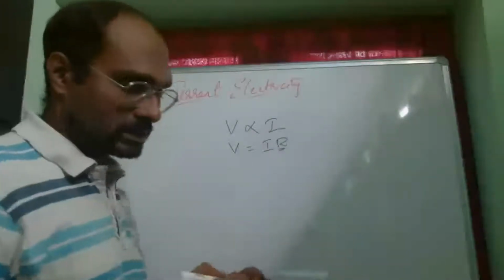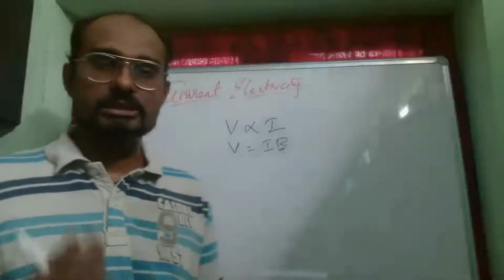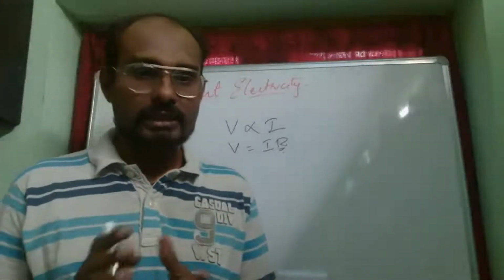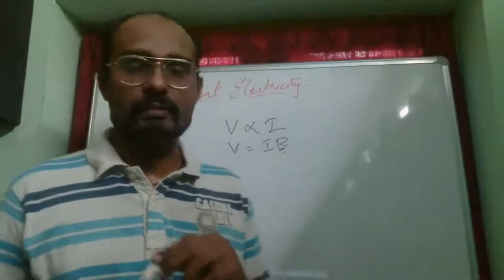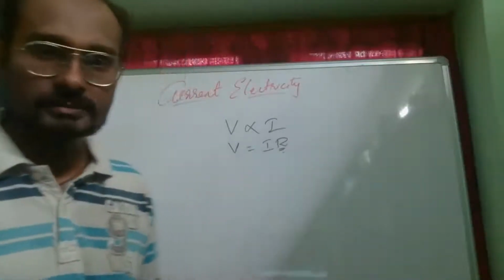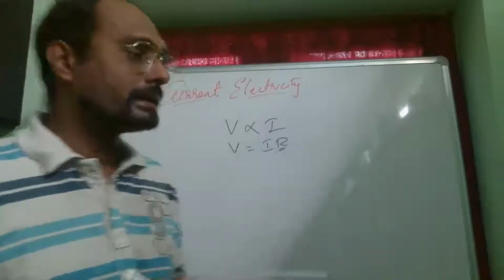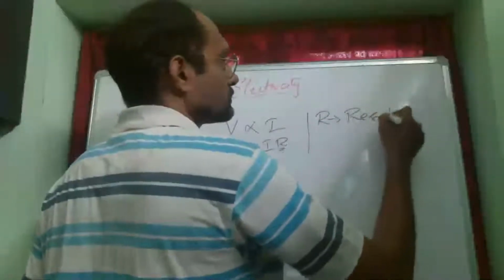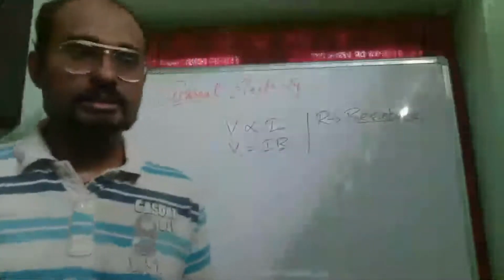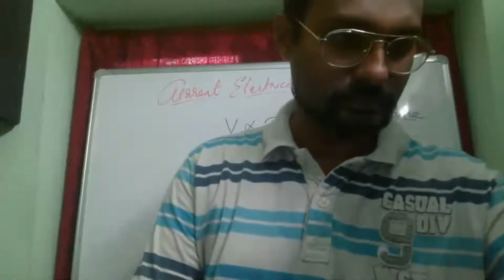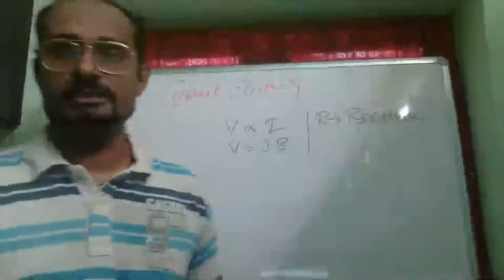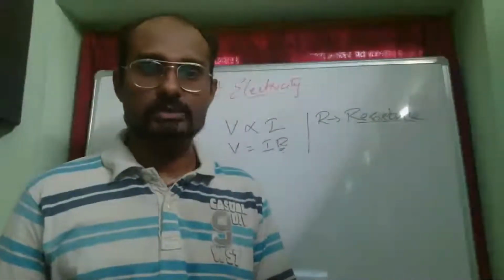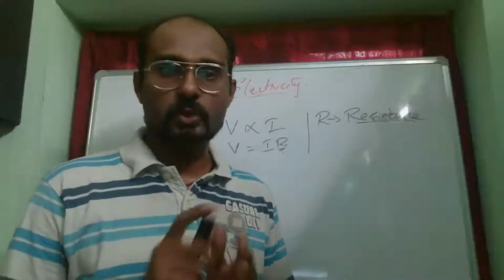Remember, in physics, we cannot take just any alphabet and say this is a constant I have taken. It should be a well-defined term. So this R also should be a well-defined term. Now, how do we define that? This R is called resistance, and this resistance is the ability of an object to oppose the free flow of electrons through it.